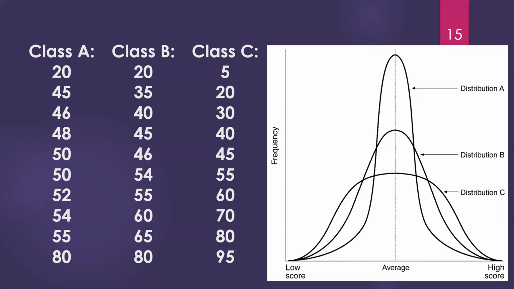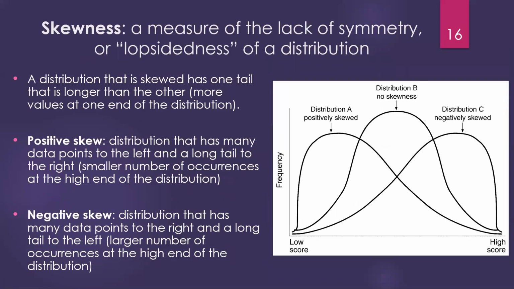Okay, so another way that we can use frequency polygons is to compare different distributions in terms of variability. We can also look at what's called the skew of a frequency polygon. And skew is a measure of the lack of symmetry, or lopsidedness, of a distribution, right?